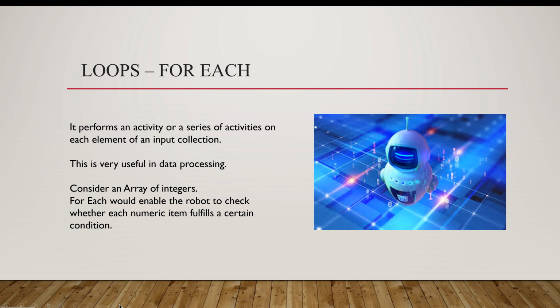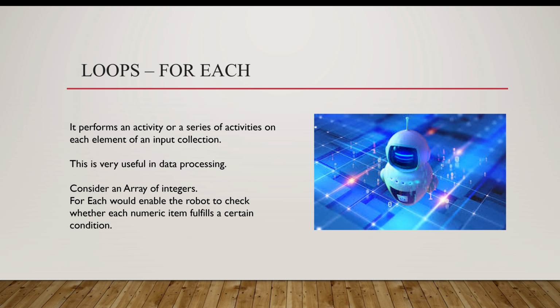Consider an array of integers. For each would enable the robot to check whether each numeric item fulfills a certain condition. Simple. When there is a scenario saying similar values will be present in a collection, say for example an array of employee numbers. So for each employee you are required to assign some activities.